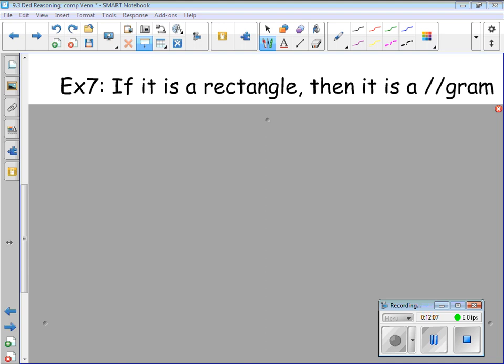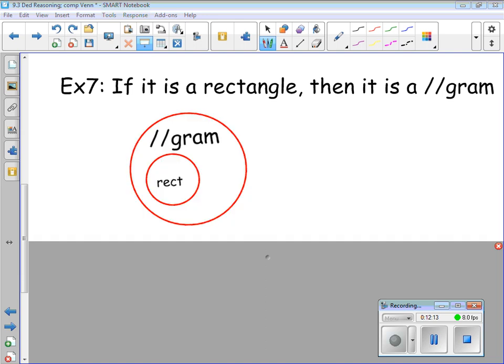All right, here's your hand at writing a Venn diagram given a conditional statement. See if you can do it backwards. Put me on pause, come back and check your answer. Which one is it? It is just like that. All right, hopefully you got that one right. It makes sense. If it's a rectangle, it's got to be a parallelogram.